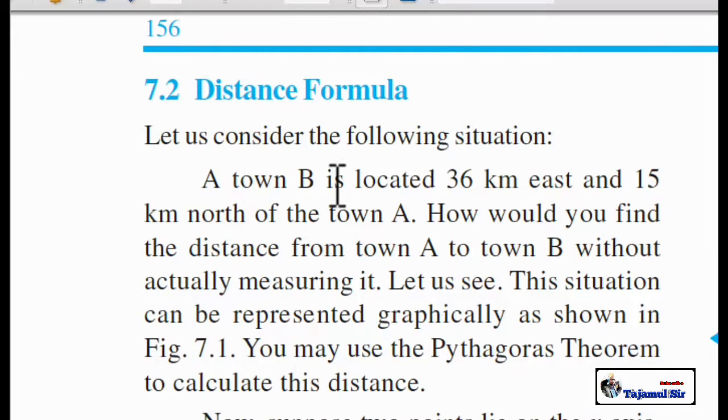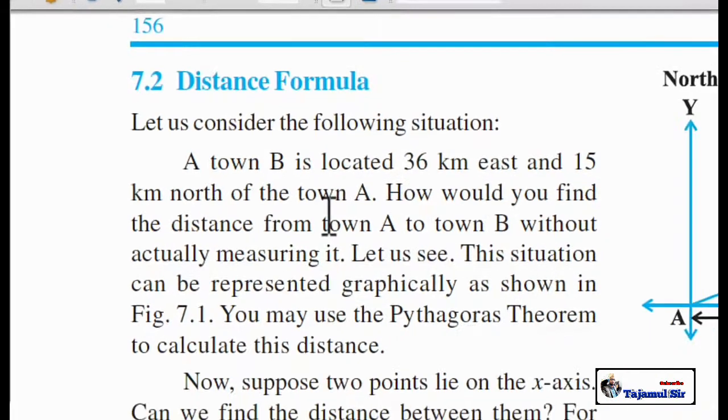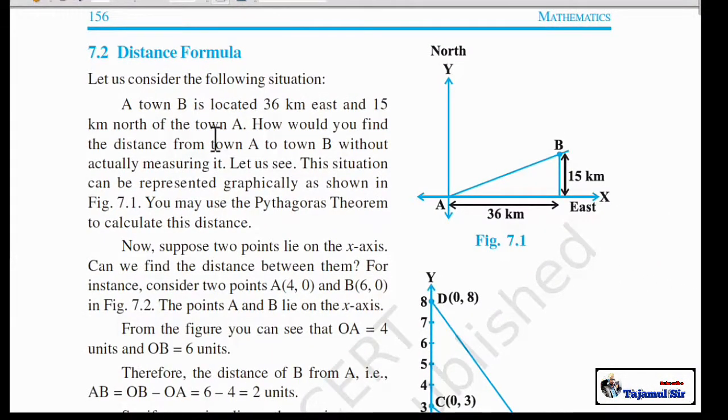Town B is located 36 km east and 15 km north of town A. There are two towns on a plain. One town is located 36 km east and 15 km north of town A. What is the question? One town is 15 kilometers to the north and 36 kilometers to the east of the other town.